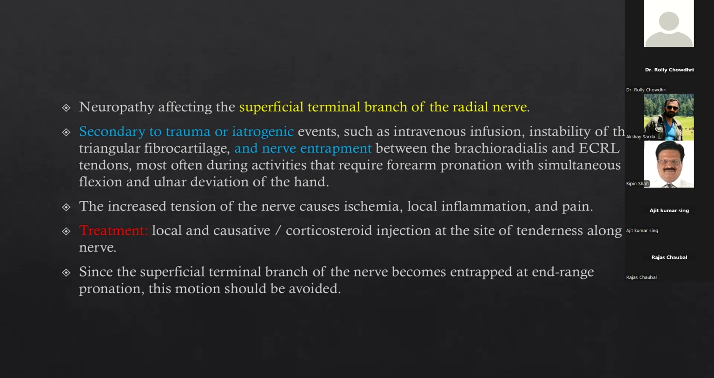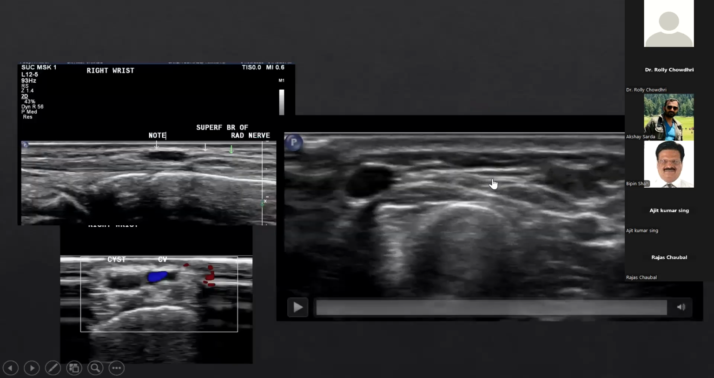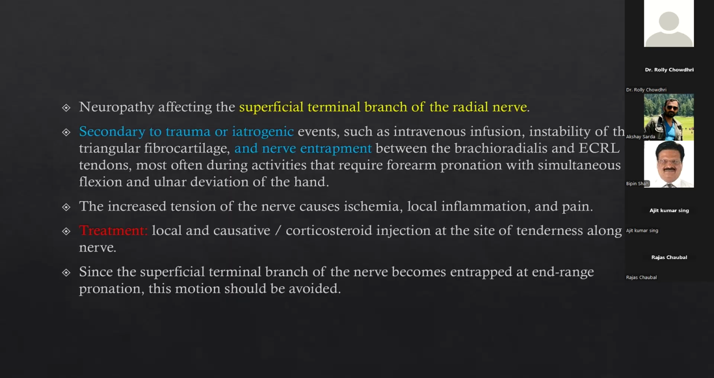The nerve originates at the elbow from the radial nerve. It traverses beneath the brachioradialis, and just 8 to 10 centimeters before the level of the wrist, it pierces the fascia and comes superficial. At that point, it runs between the brachioradialis and extensor carpi radialis longus. This is the point where it may get entrapped and give us the symptoms of neuropathy. The most common activity where we may get this kind of symptoms is severe pronation. With severe pronation and ulnar deviation, that's when this nerve gets entrapped at that point.